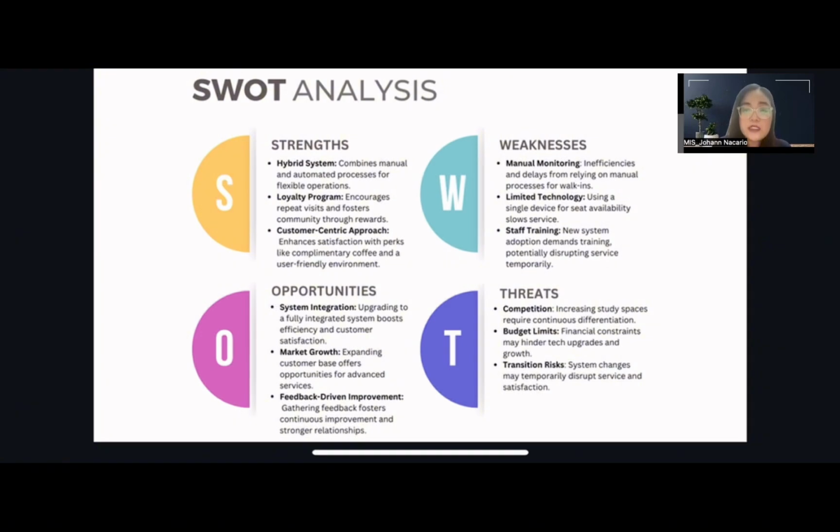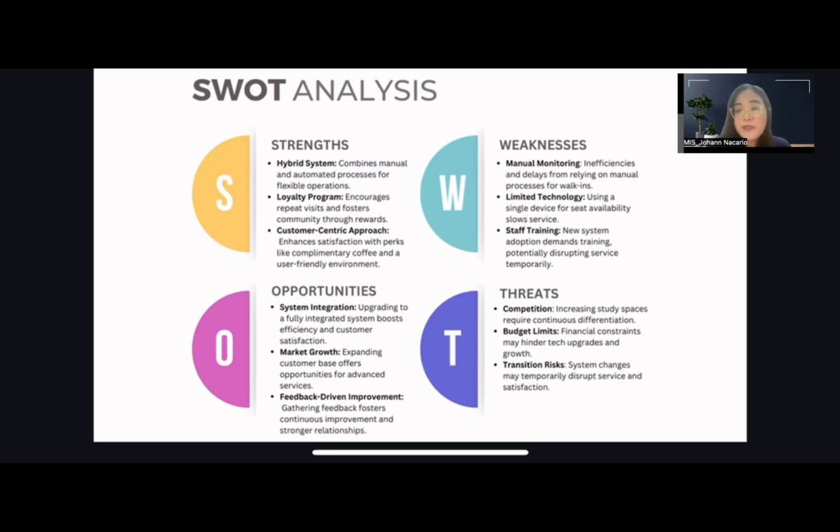And for the threats, competition: the increasing number of study hubs or spaces requires continuous differentiation. Budget limits, which are the financial constraints that may hinder technical upgrades and growth.